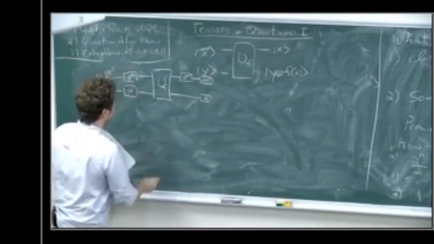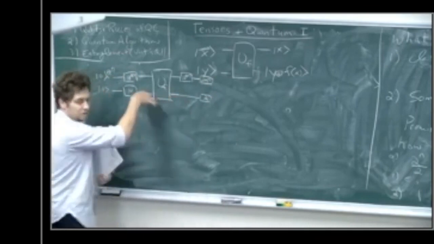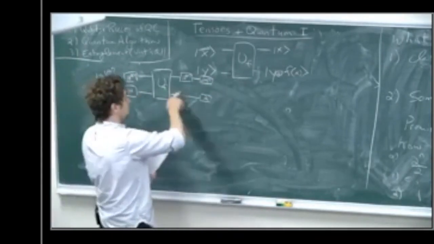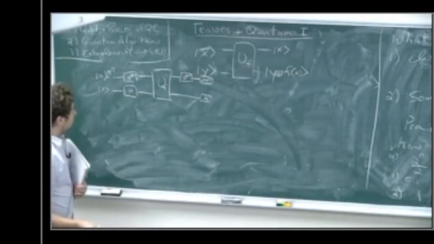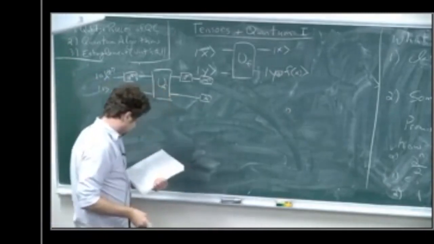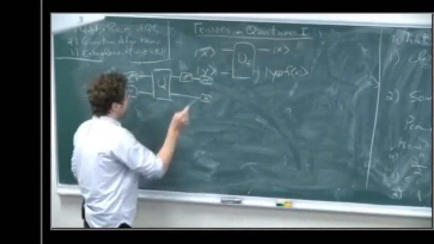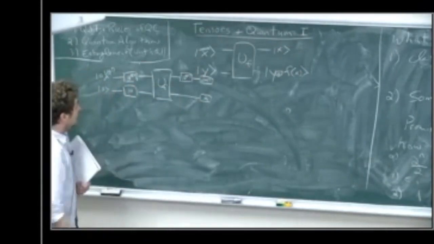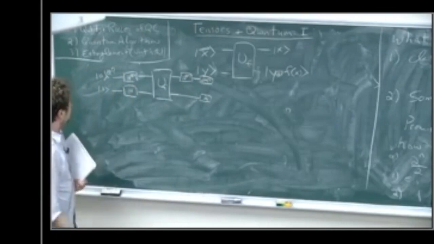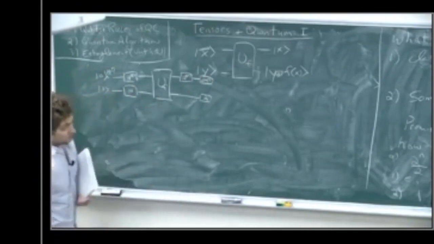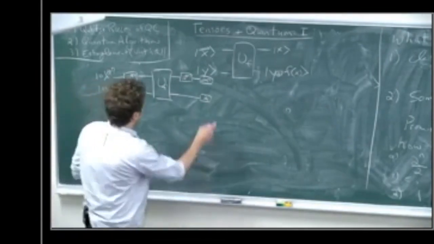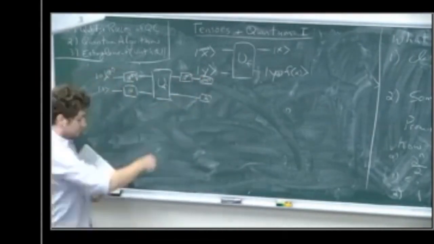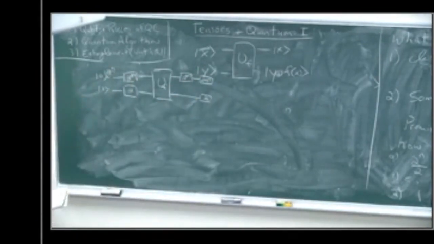Actually, it's going to turn out that I don't even need to look at the output bit of the oracle. So I claim that by looking at the measurement outcomes here, I'm going to be able to figure out whether my function was constant or balanced. In particular, I'm going to be able to tell by looking at the probability of getting all zeros.